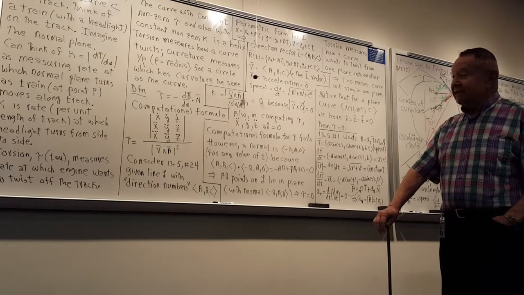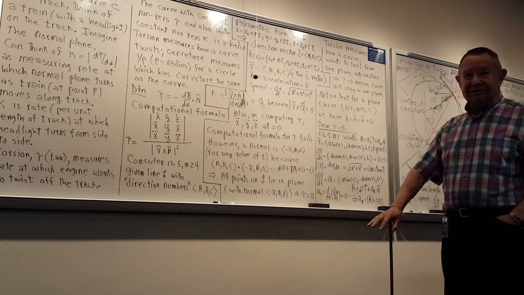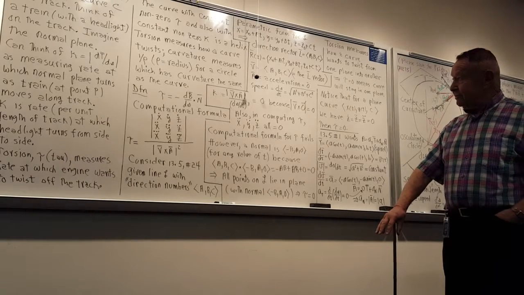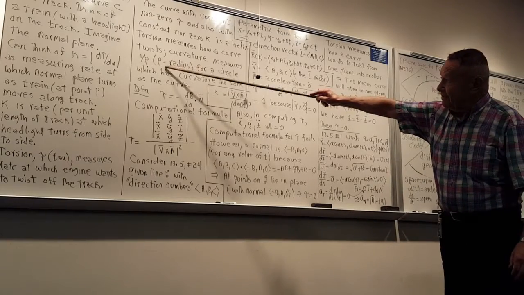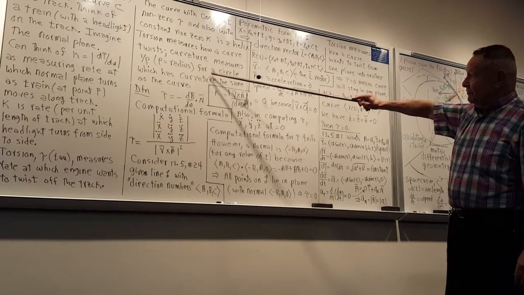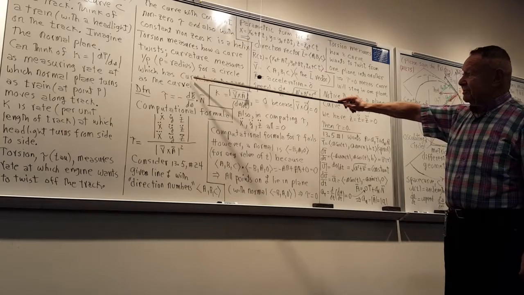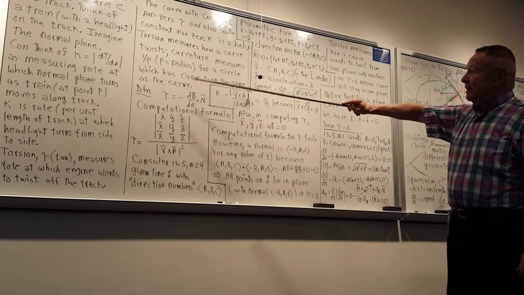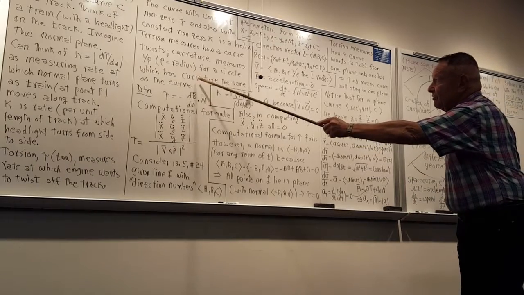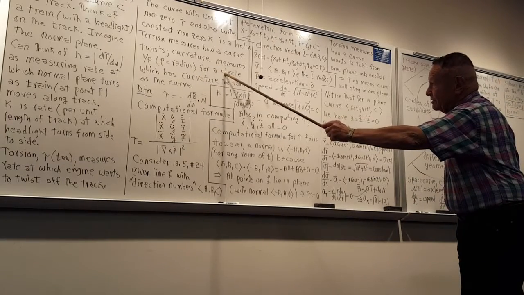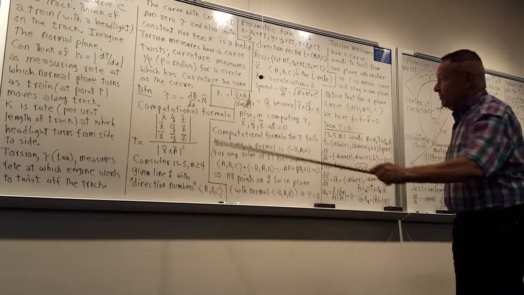Torsion measures then how a curve twists. Curvature, which measures 1 over the radius of curvature for a circle, has curvature the same as the curve if it's this circle of curvature.